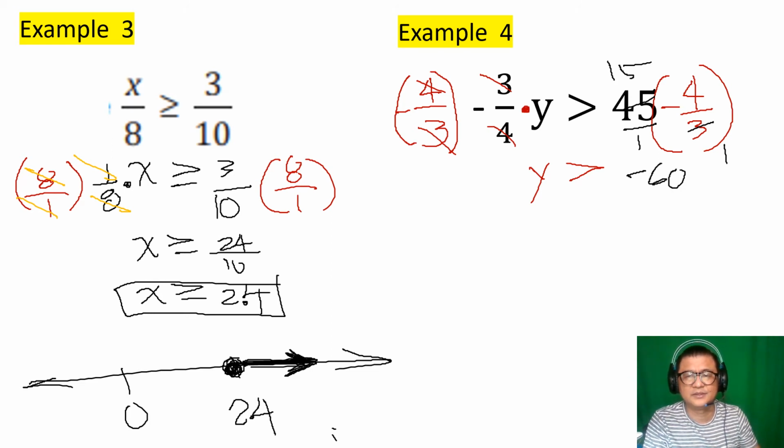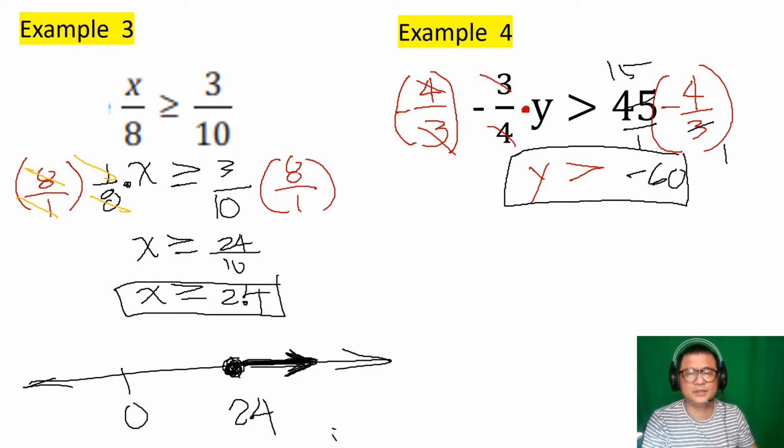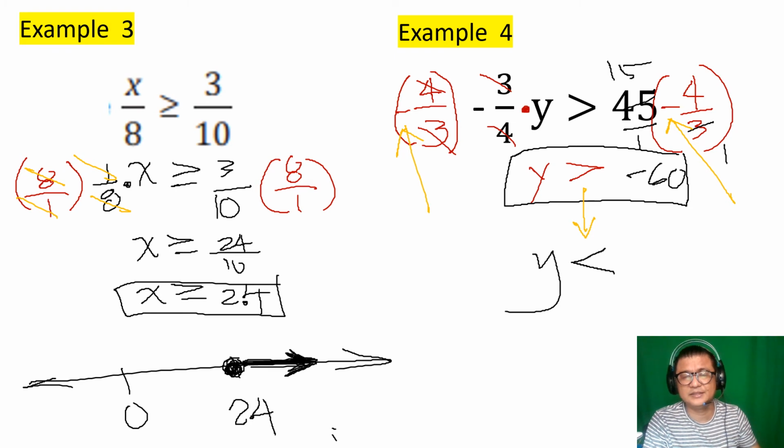All right, so you box that. But there's a warning here. Warning over there. What did I multiply it with? A negative. Every time I multiply by a negative, what will happen to the symbol? The inequality symbol will flip. So y is less than negative 60.